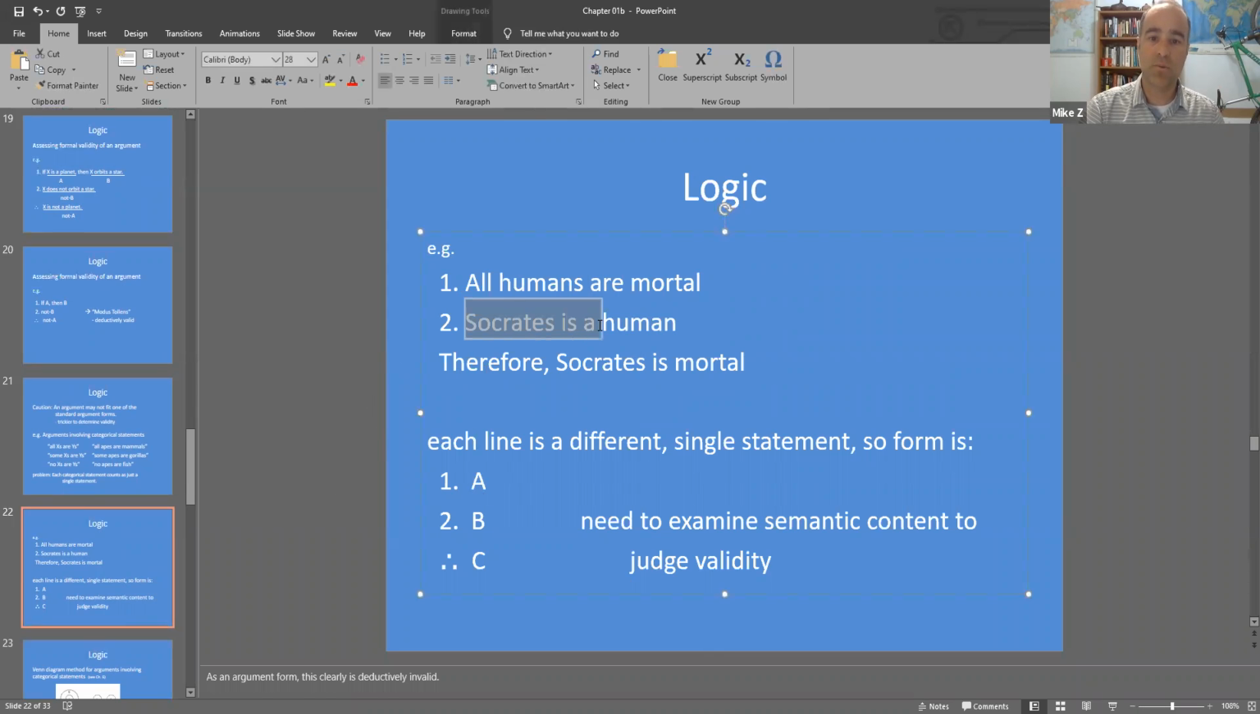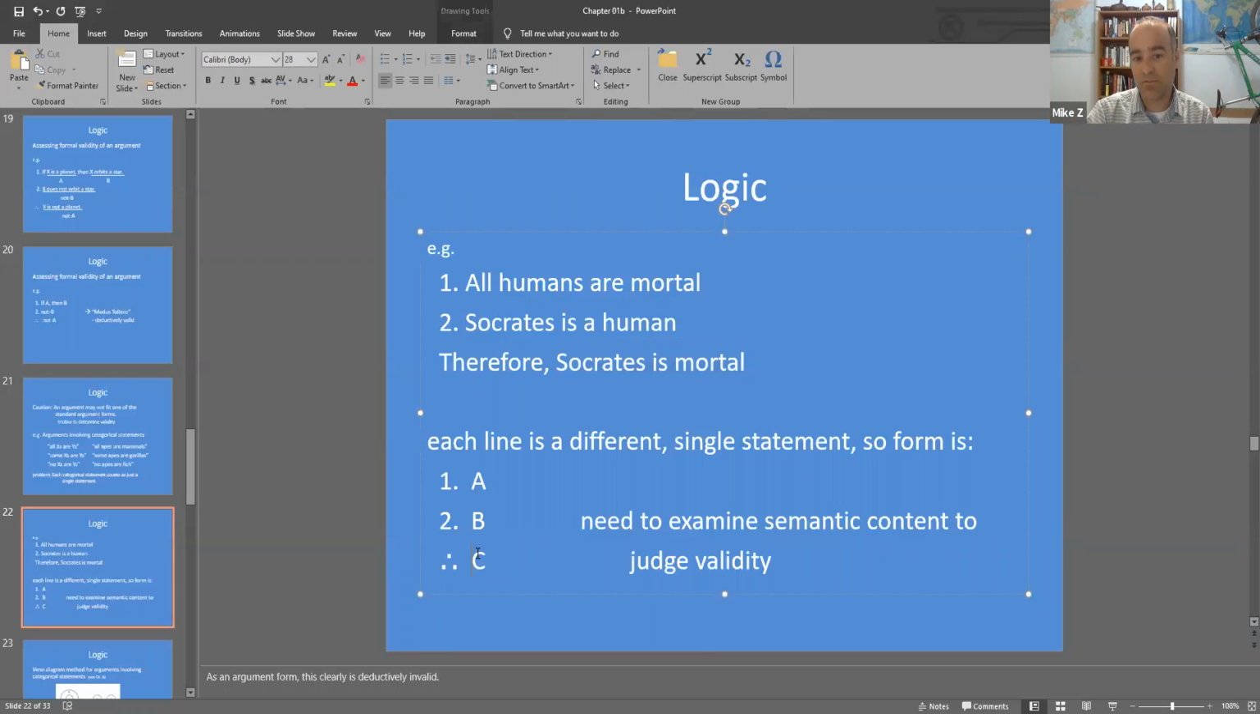Then Socrates is human, that's a single statement, so we would just use a single letter. Let's just use letter B. And then, so therefore Socrates is mortal. Socrates is mortal is a single statement, so we'd have to come up with another letter to symbolize that whole statement. And now the argument form is this: A, B, therefore C. Like, that's just so vague and generic that we have no way of seeing whether this is deductively valid or not. Just as it stands, it's clearly an invalid argument form.